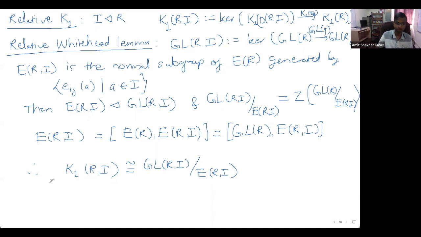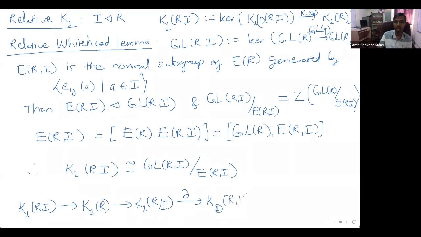Okay, and using a method called clutching, which in category theoretic language is pullbacks, you can show that there is this long exact sequence: K1(R,I), K1 R, K1 of R mod I. Then this boundary map is obtained by using that clutching construction. Then K0(R,I), K0 R, and K0 of R mod I.